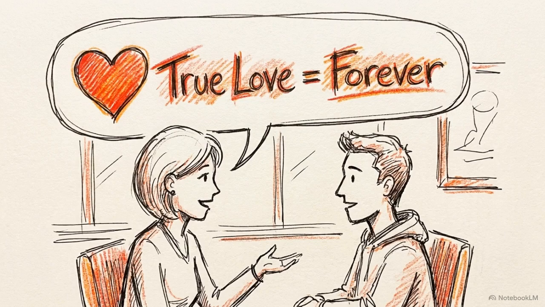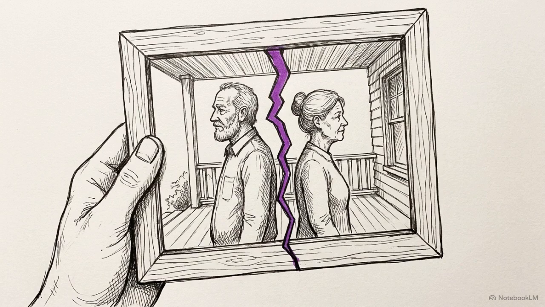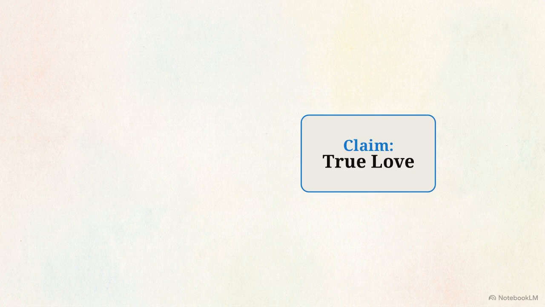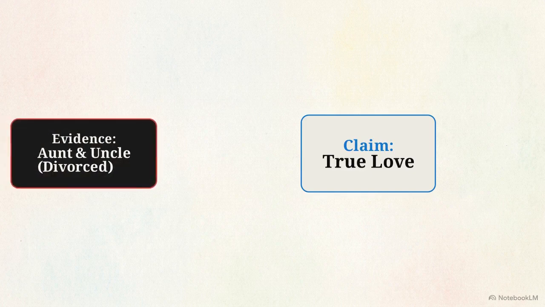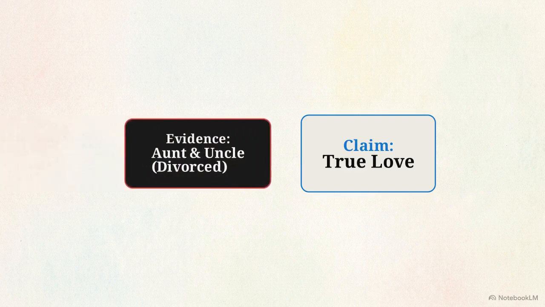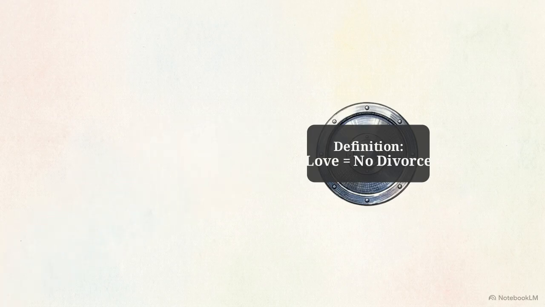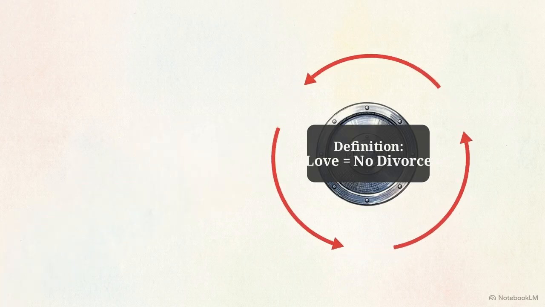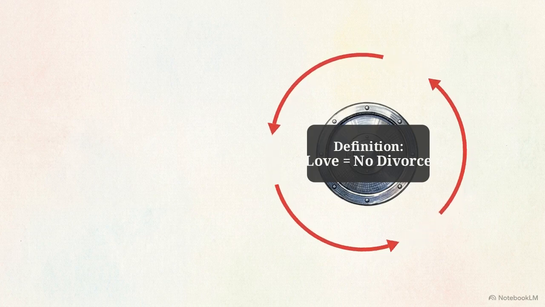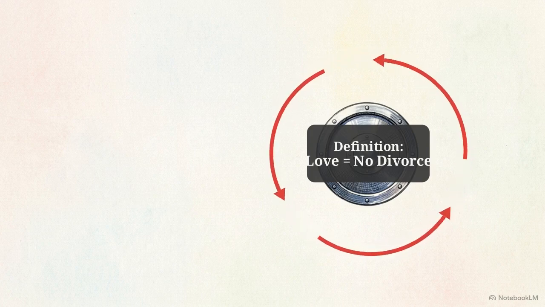Imagine someone claims that true love never ends in divorce or separation. You might counter that claim by bringing up your aunt and uncle, who loved each other deeply for years, but eventually did get a divorce. Instead of reconsidering their position, the arguer will often reject your evidence by declaring that because the couple divorced, it wasn't true love to begin with. In this flowchart, the word true functions as an impenetrable shield. By redefining love to automatically exclude any possibility of divorce, the arguer creates a circular logic loop that bounces the counter-evidence away, making the claim immune to reality.